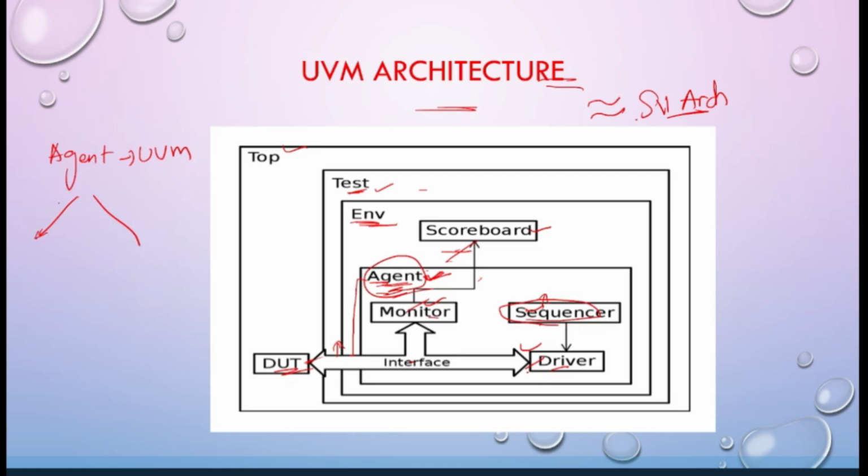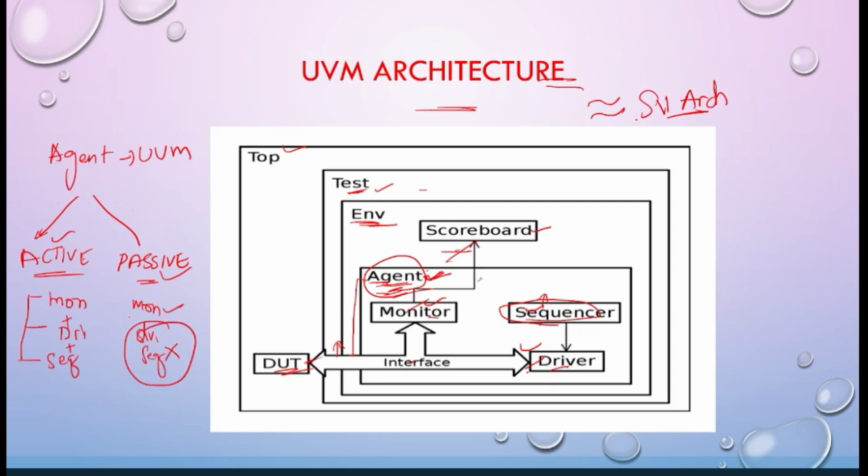Firstly, the agent is categorized into two types. One is the active agent, the second one is the passive agent. So what do the active agent and passive agent mean? Whenever the monitor, driver and sequencer, all these components, are active in nature, then that is the active agent. Whenever only the monitor is active and the driver and sequencer are inactive, then we call it a passive agent, right?